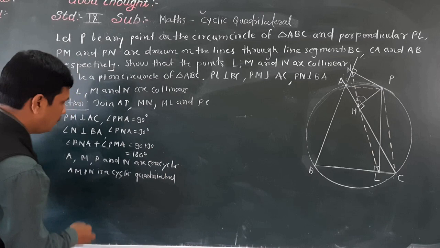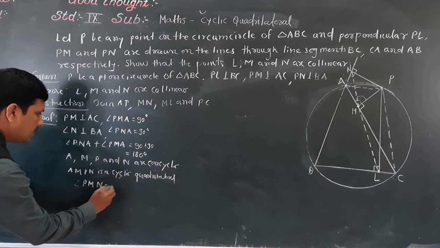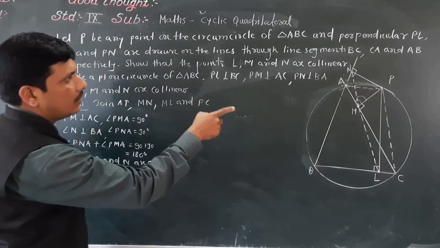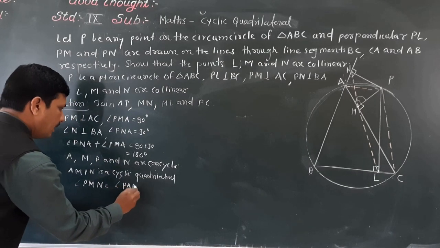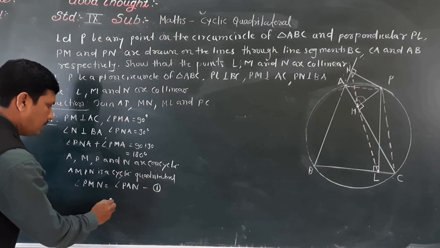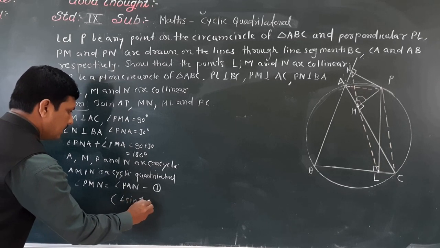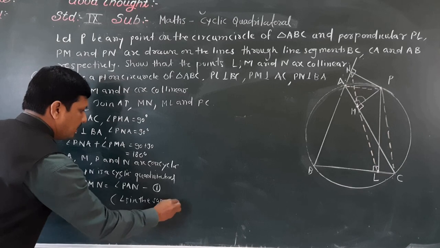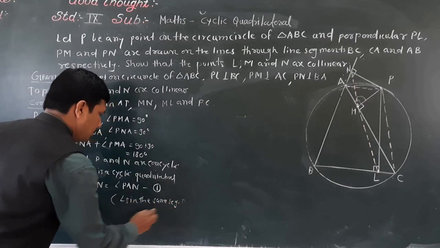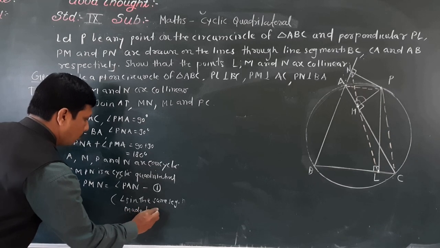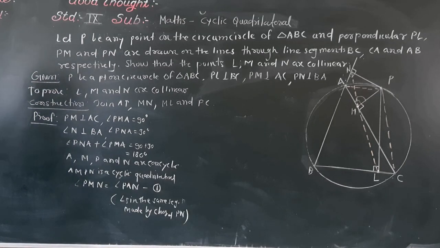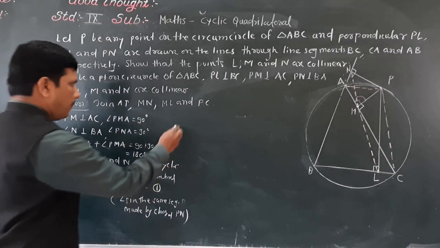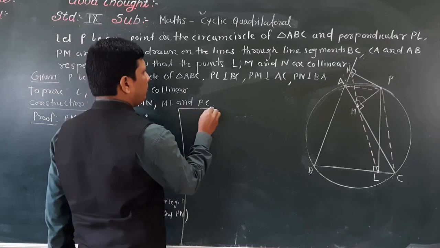Angle PMN, sorry, angle PMN is equal to angle PAN. This I am saying is the first one. Why? Because angles in the same segment are made by chord PN. Okay, so this we have seen. Now we are going to think about the next part.